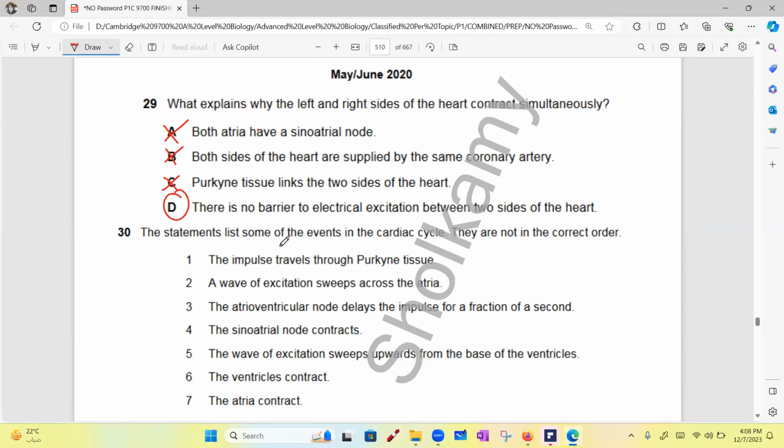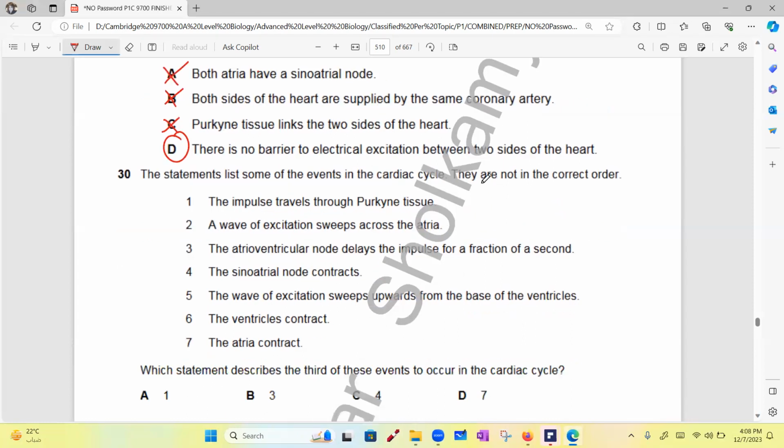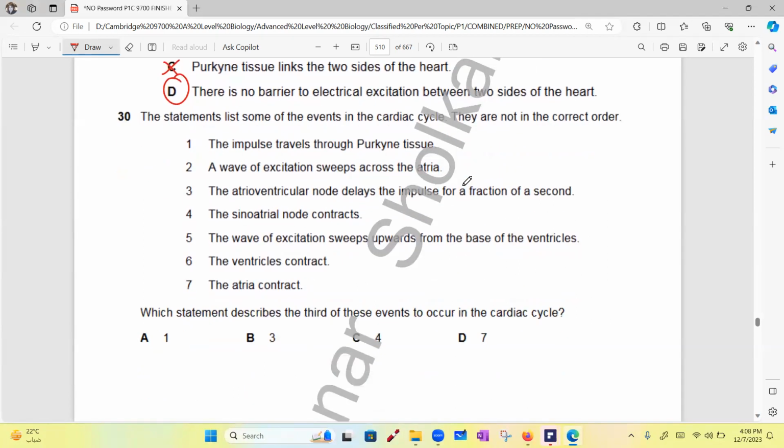Okay, the statements list some of the events in the cardiac cycle. They are not in the correct order. The order is very important. Now, what is the question? Which statement describes the third of these events to occur in the cardiac cycle?